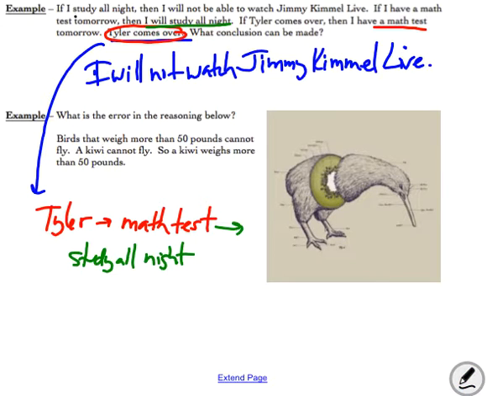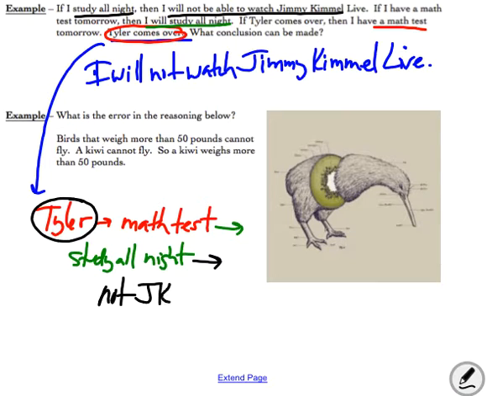And then finally, if you study all night, then you will not be able to watch Jimmy Kimmel Live. And so that follows. It's a big law of detachment. There are several statements that are all working together to go directly from when Tyler comes over, there is a math test. When there's a math test, you study all night. When you study all night, you will not watch Jimmy Kimmel Live. And so that's our final conclusion, that you will not be watching Jimmy Kimmel Live.